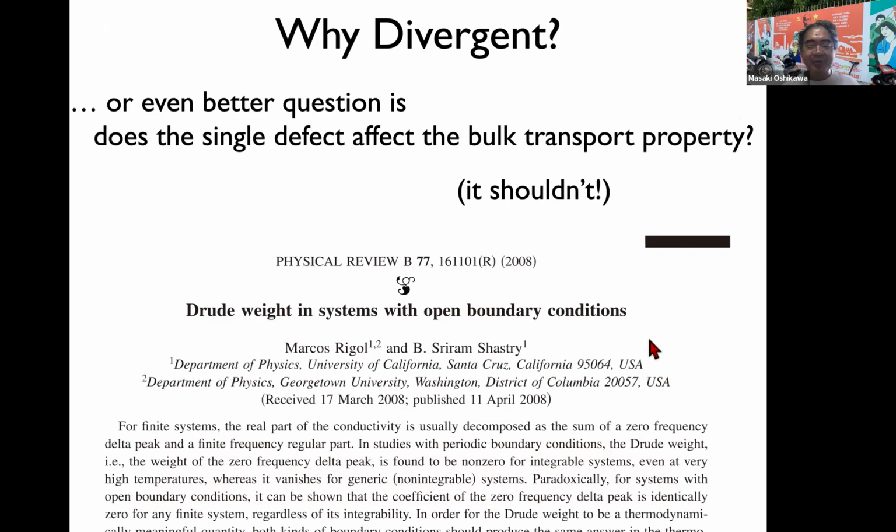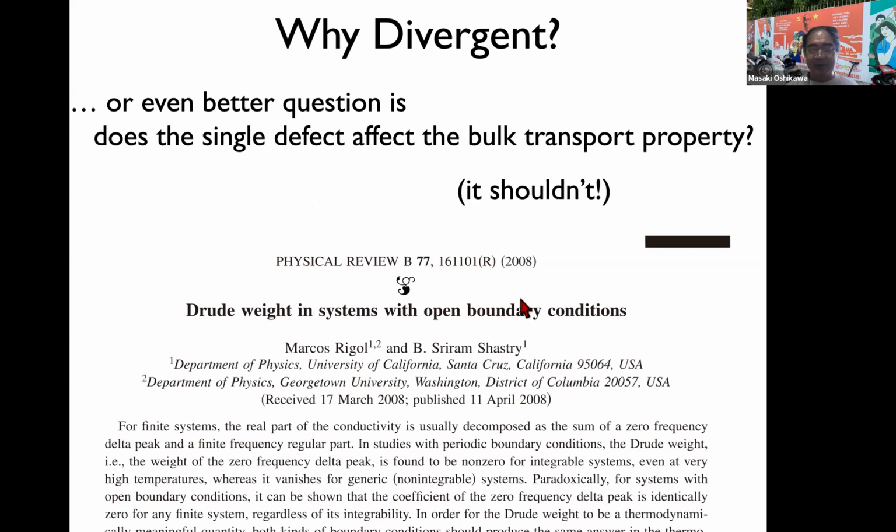So this is somewhat surprising, maybe, but everything is exact. The resolution is actually still ongoing work, but I would mention a few words. That is, why does this Drude weight diverge even for this almost trivial model of a single defect? And I guess an even better, even more fundamental question is, does a single defect affect the bulk transport property? Because the Drude weight was introduced, at least the motivation was, to characterize the bulk transport property. But if you think about this, a single defect should not affect the bulk transport property, because the bulk property should be independent of boundary condition and so on.